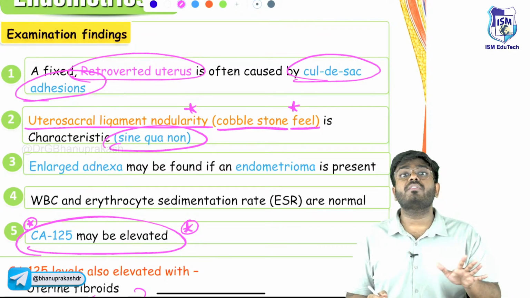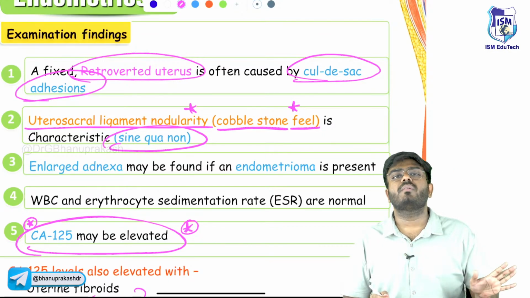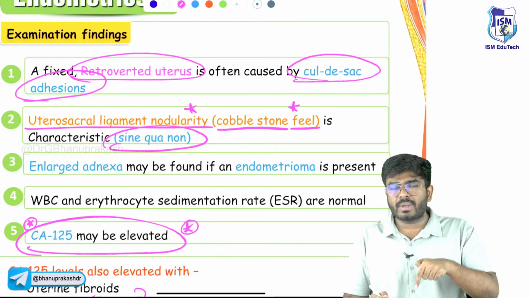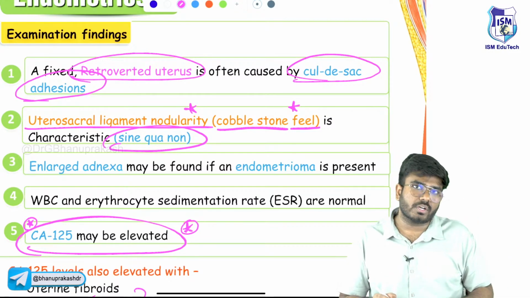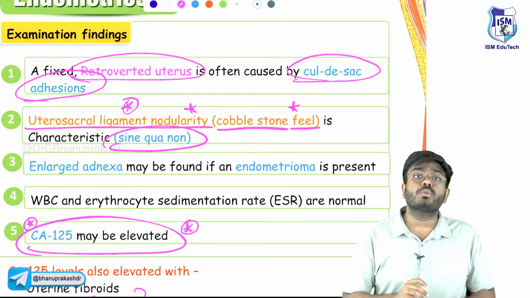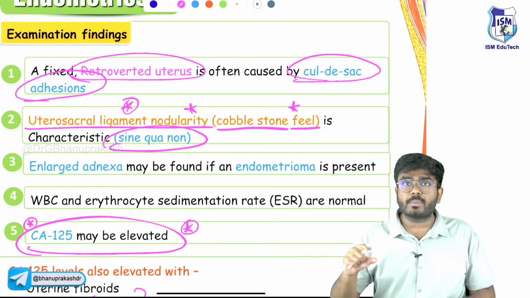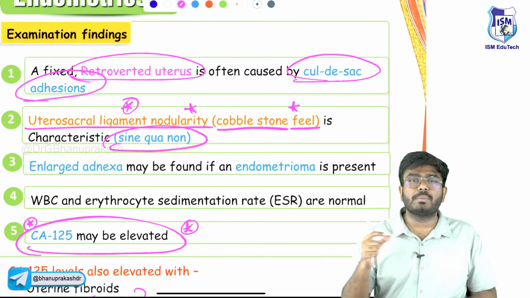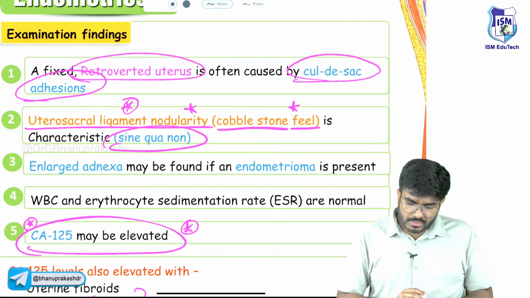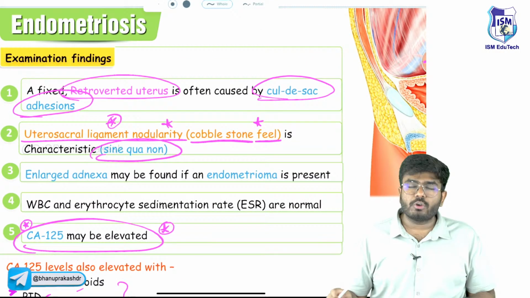This is something like a pathognomonic feature. Pathognomonic means 100% it will be there, without which it will not exist. Without this uterosacral ligament nodularity, endometriosis does not exist. That is the pathognomonic feature. So, what is the pathognomonic feature of endometriosis? Uterosacral ligament nodularity. On the uterosacral ligament, you can feel the nodularity because of the growth of these endometrial implants. So these are the points which I want you to know regarding endometriosis.